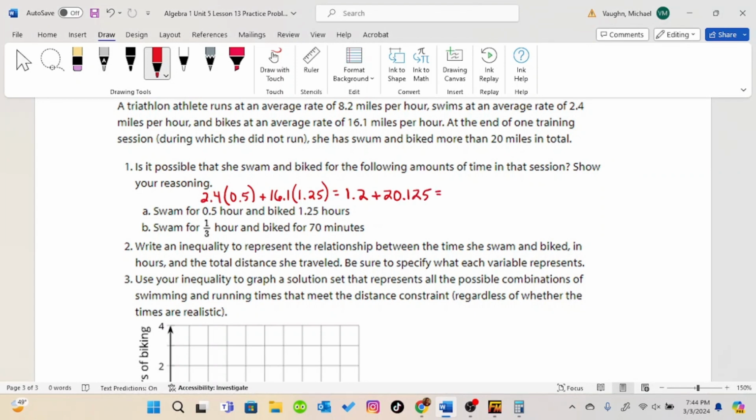That's a total of 21.325 miles. And we know she had swum and biked more than 20 miles in total. This is more than 20 miles. So yes, this is a possible combination.